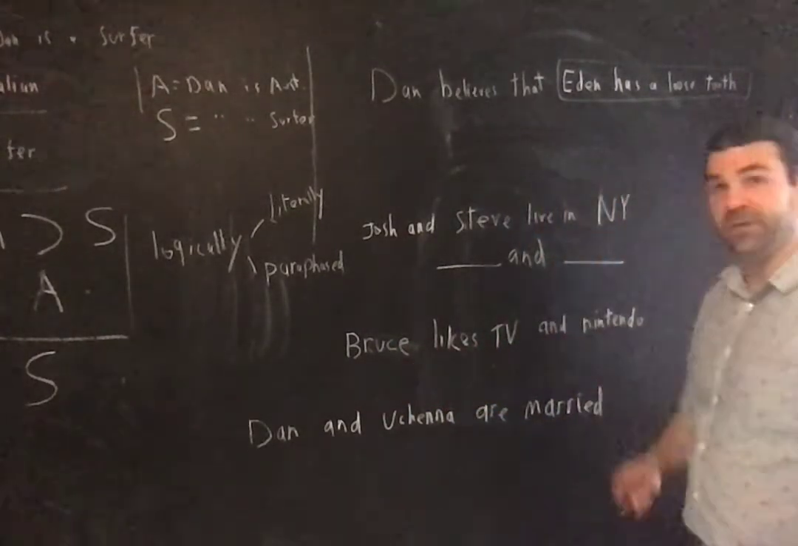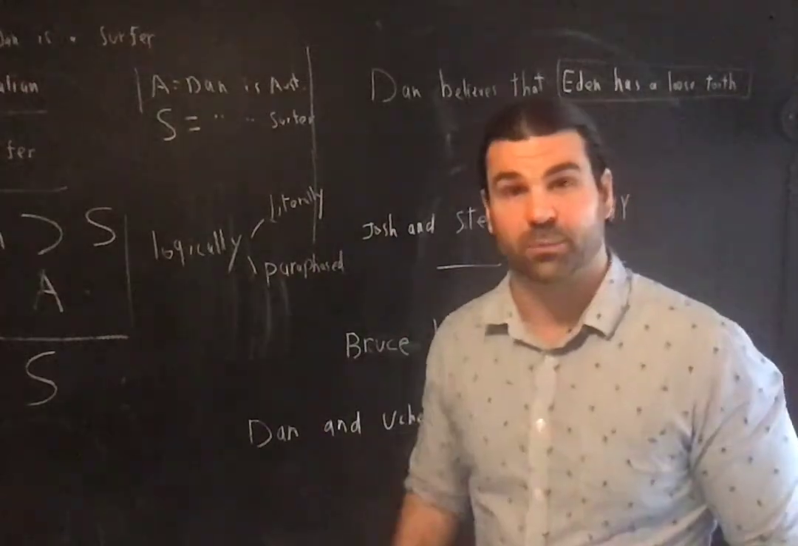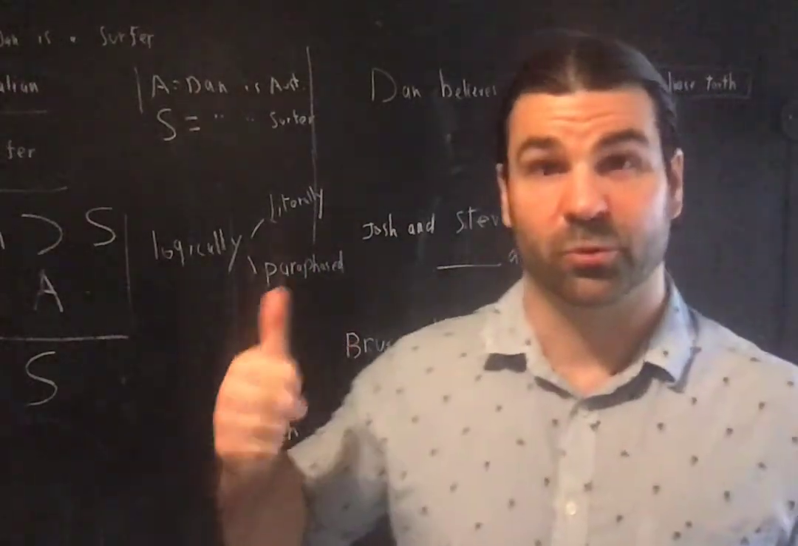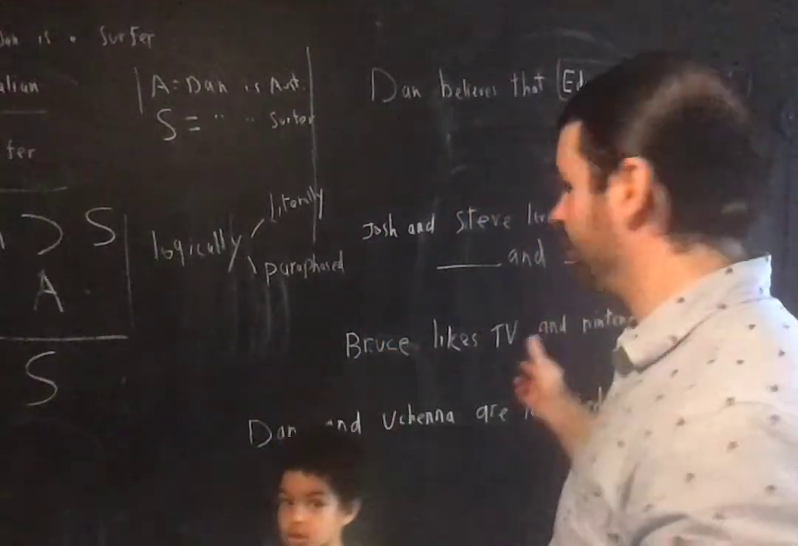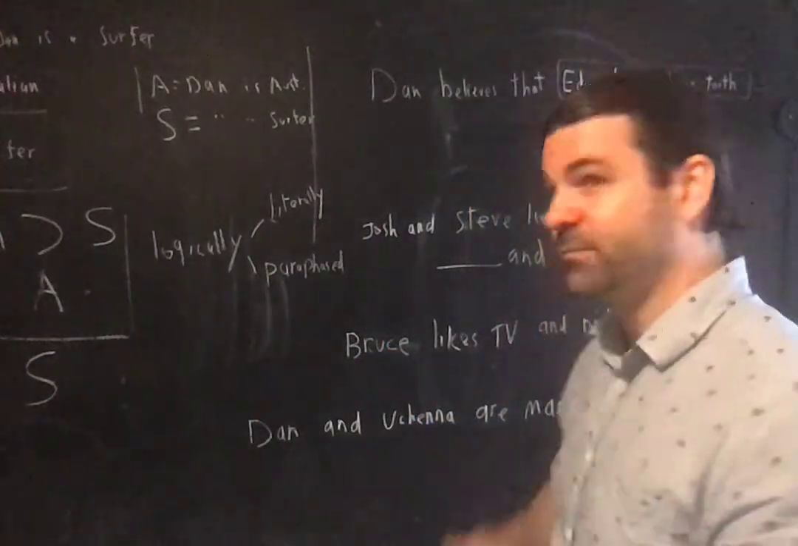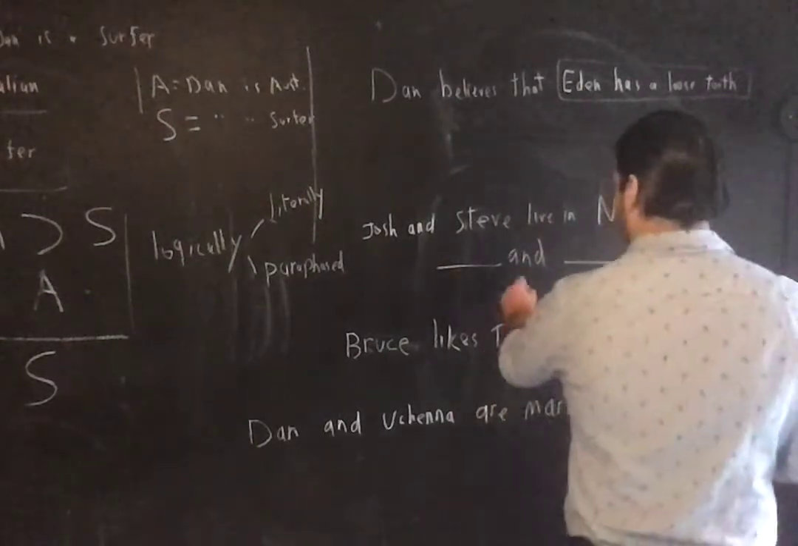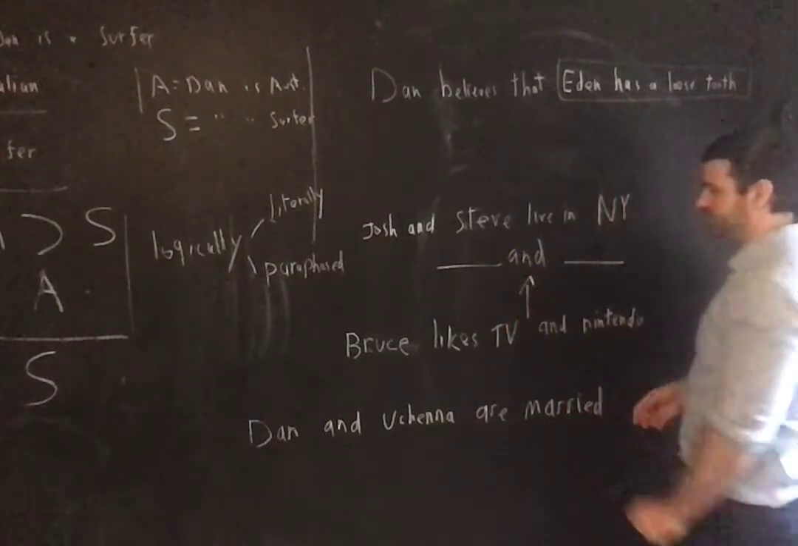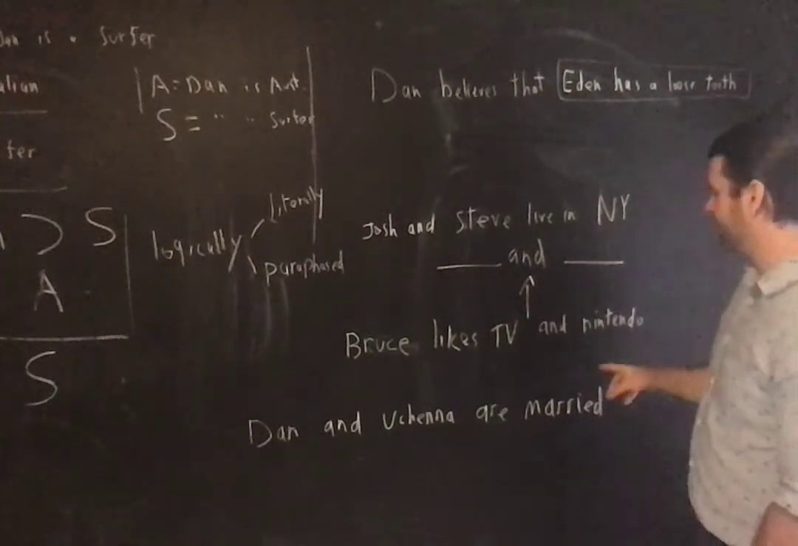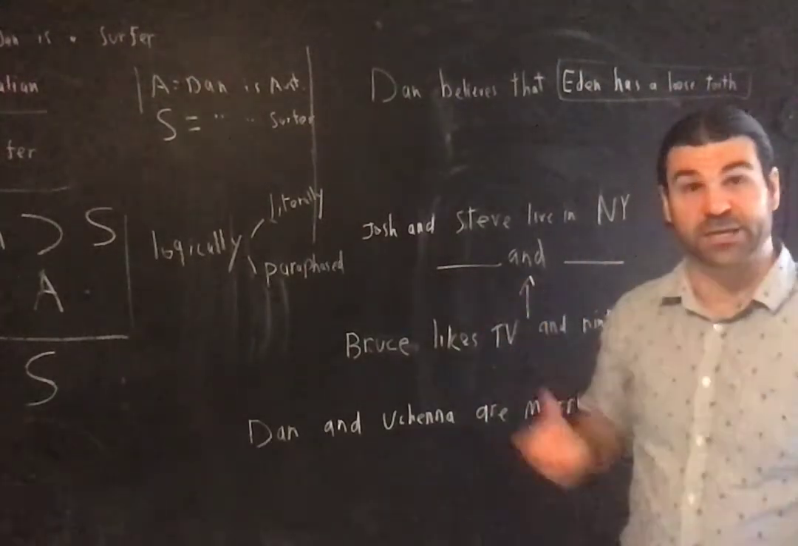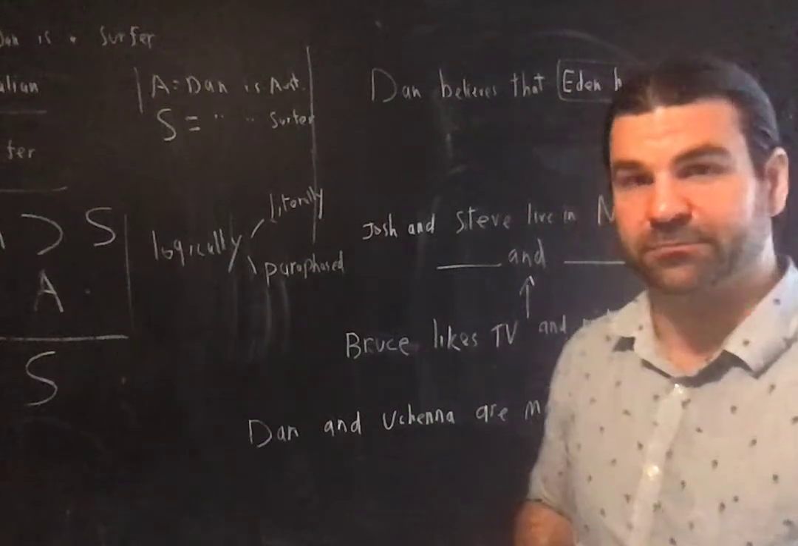Bruce likes TV and Nintendo is properly paraphrased as Bruce likes TV and Bruce likes Nintendo. So it's a compound predicate. And that too has the same structure as this: Bruce likes TV and Bruce likes Nintendo. It is a conjunction.